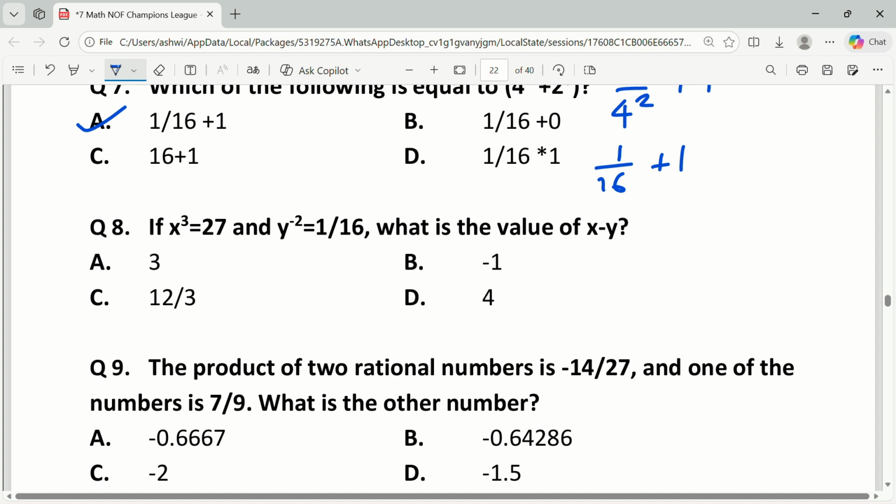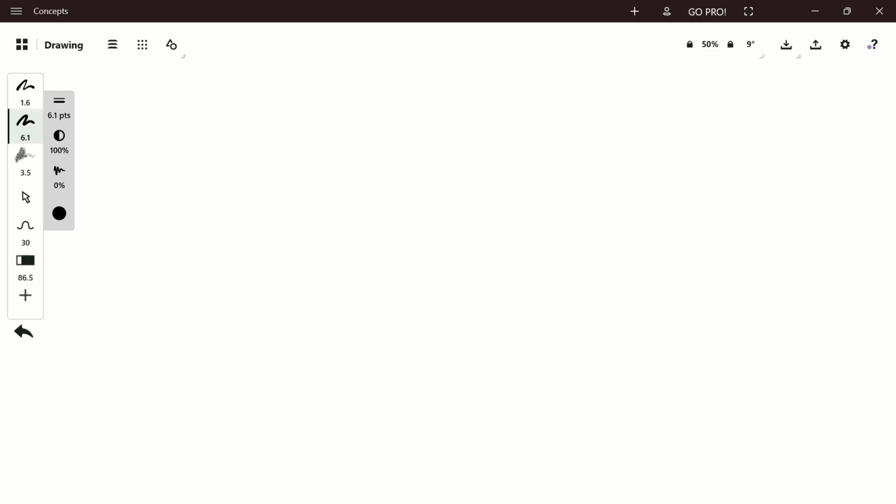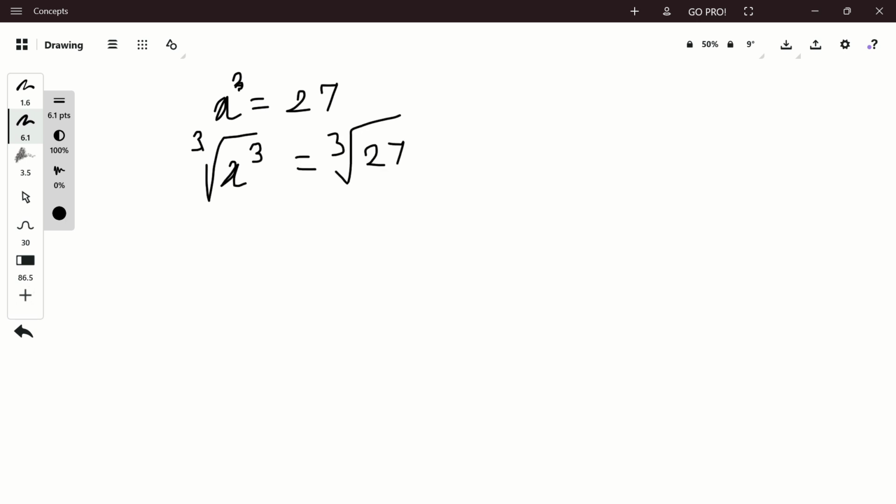Question 8. If x cubed is equal to 27 and y to the power minus 2 is equal to 1/16, what is the value of x minus y? Solving for x, x cubed is equal to 27. So the cube root of x cubed is equal to the cube root of 27. That gives us x = 3.